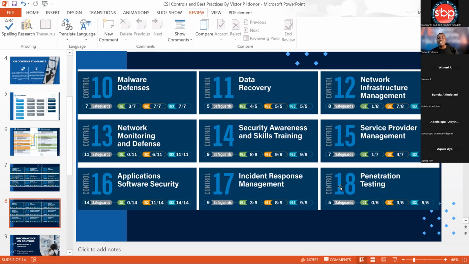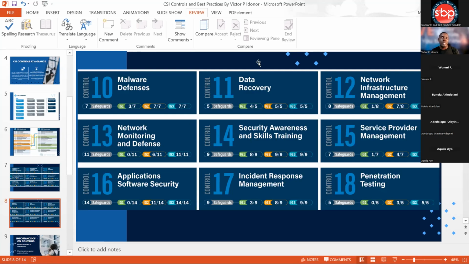Service provider management, that is under control 15. How do you manage your service providers? A lot of times from experience, when we're consulting for a lot of these government and some private organizations, you discover that they do not verify the security of the solution that has been deployed, and they just proceed to deployment and using that solution. So there's a need to ensure that service provider management is in place, and also application software security.